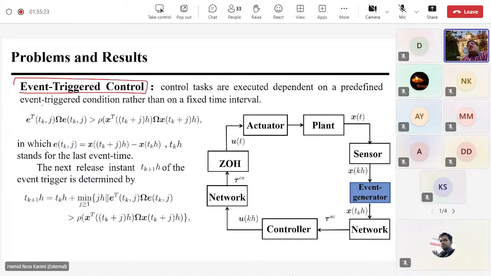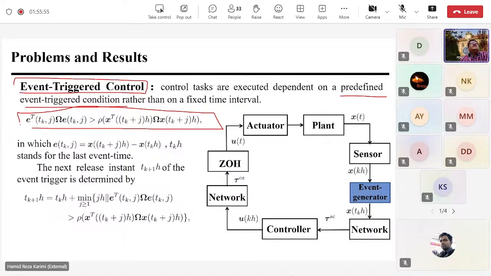So if you want to use the event triggering control, we also have some other lectures to discuss it, but for your information, event triggering control is one approach where you execute the control depending on predefined event triggering conditions. In event triggering control, you have some conditions which should be satisfied.